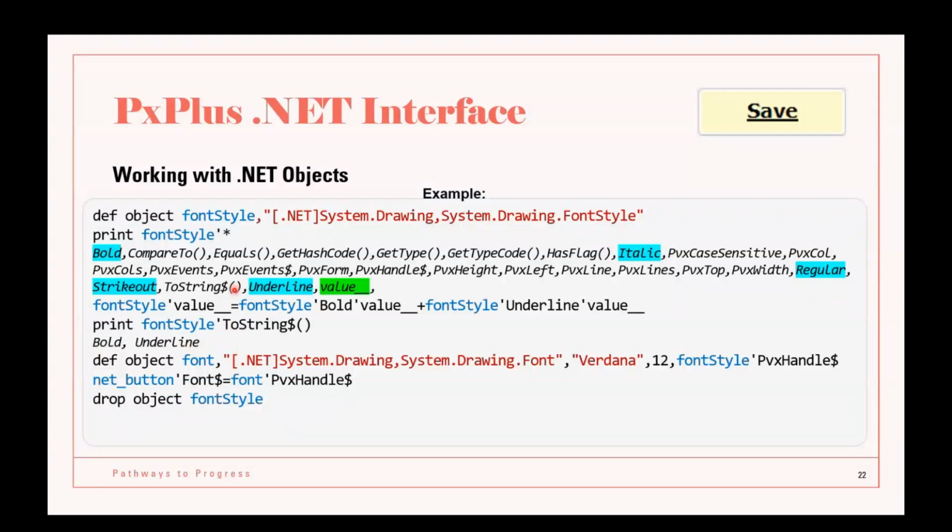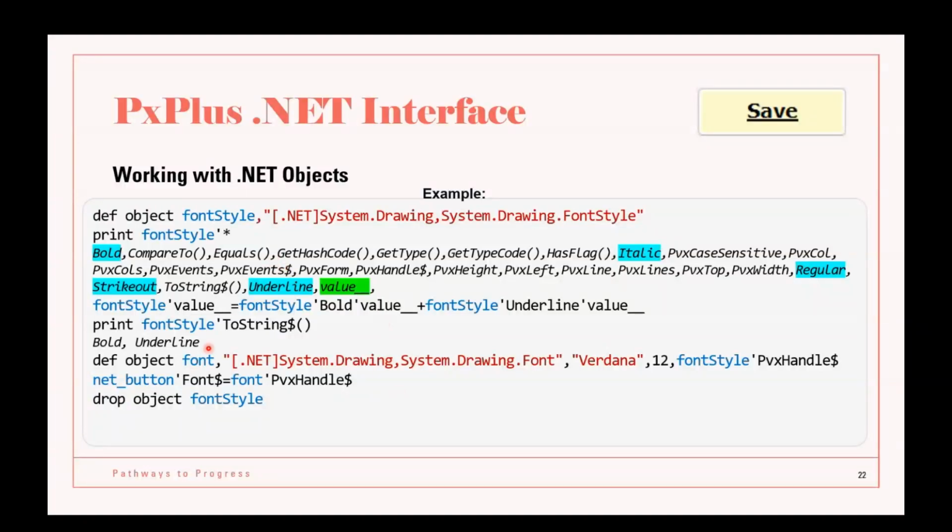So I can now use that font style I've just defined, and I can pass it in to a font object when I define a .NET font object. So I'm defining a font object here. The font name I want to use is Verdana. Font size is 12, and then I'm passing in my font style using tick PxHandle$, because an enumerator is a .NET object, so I need to use PxHandle.